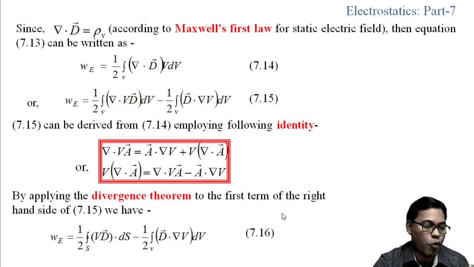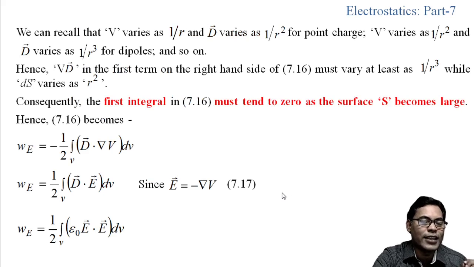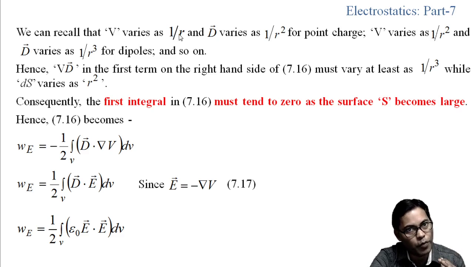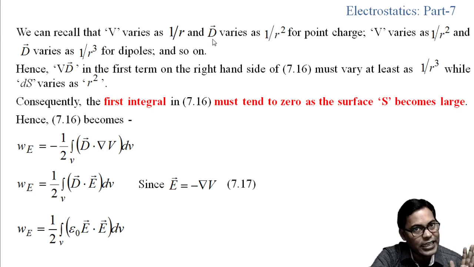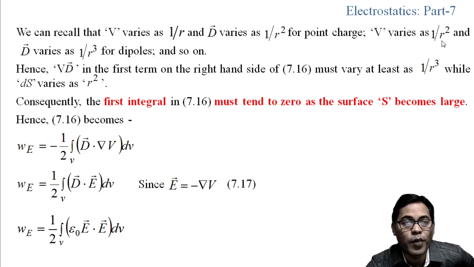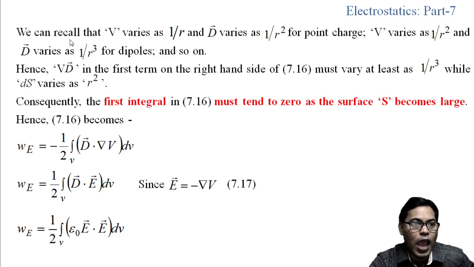The condition is very important. To understand it, we can recall that V varies as 1 by r for the point charge, because V equals Q by 4 pi epsilon naught r, whereas D varies as 1 by r square for the point charge. So V varies as 1 by r and D varies as 1 by r square. Now, V varies as 1 by r square for the dipole and D varies as 1 by r cube for dipoles.